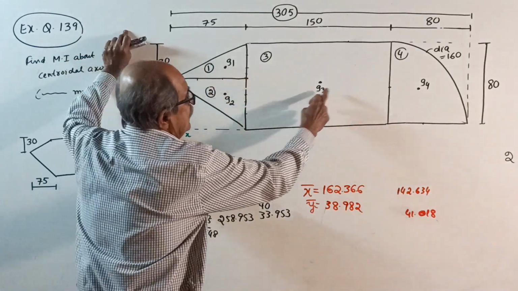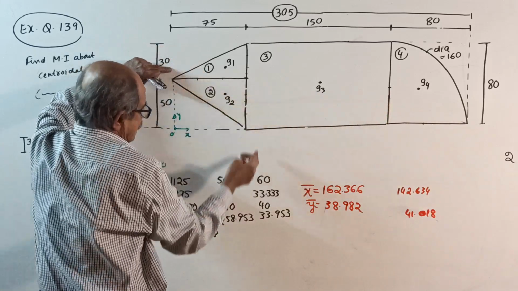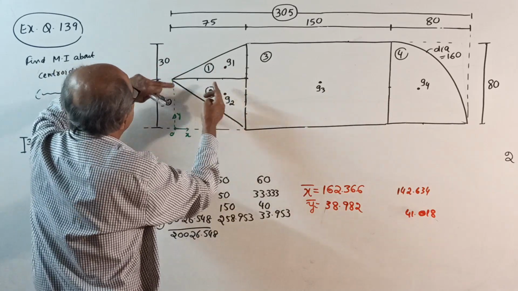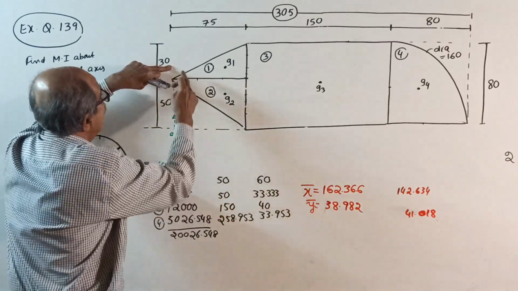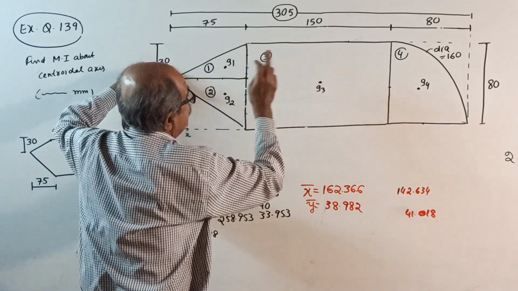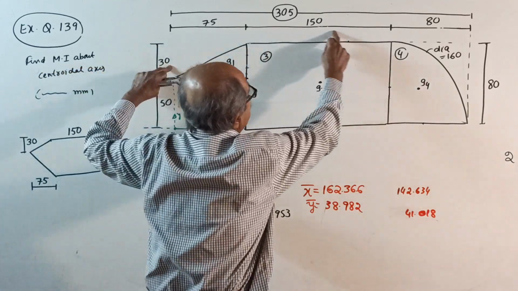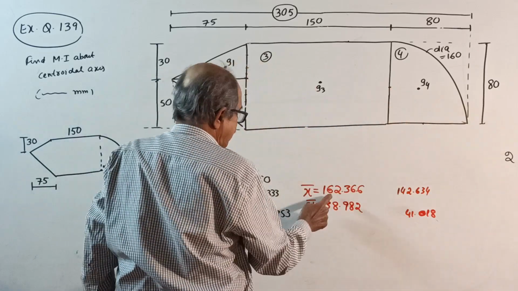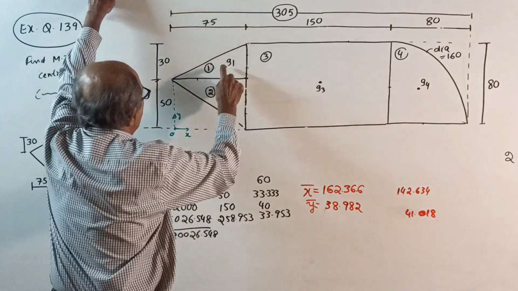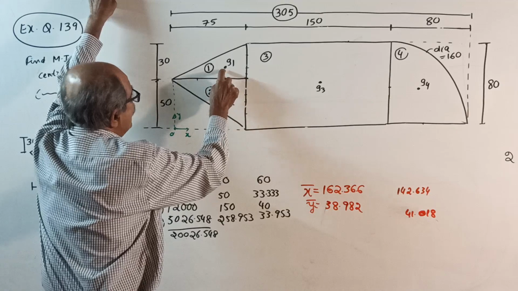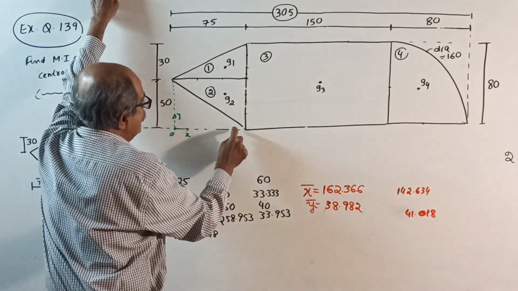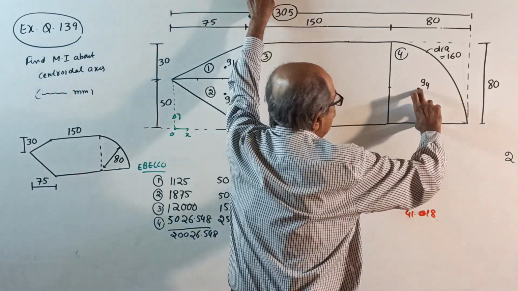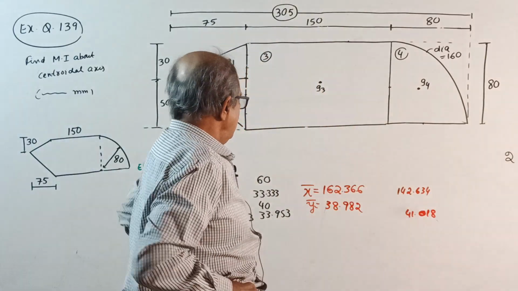A1, A2, A3, A4. X distances: 2/3 of 75, 2/3 of 75. See, the numbers are here: 75 plus half of 150, 75 plus 150 plus 2d by 3 pi. You will get x bar. y1 is 50 plus 1/3 of 30, then 2/3 of 50, then 80 by 2, 2d by 3 pi. You get x bar, y bar.